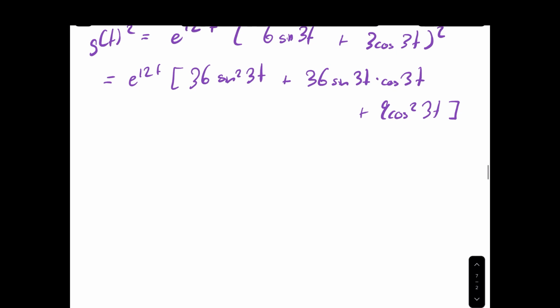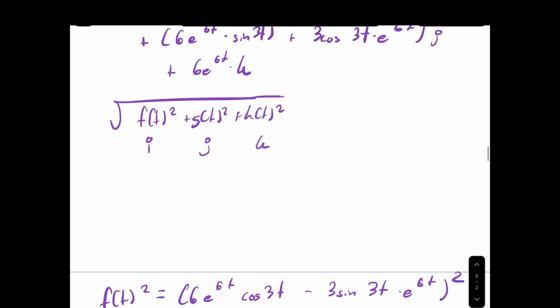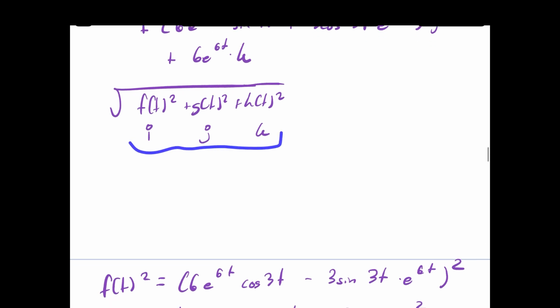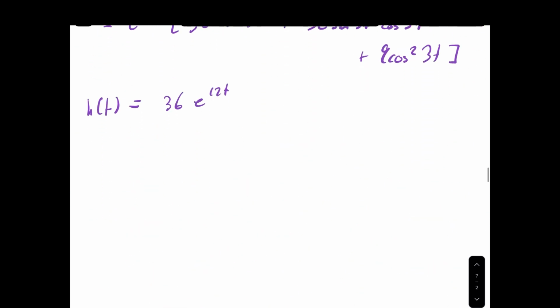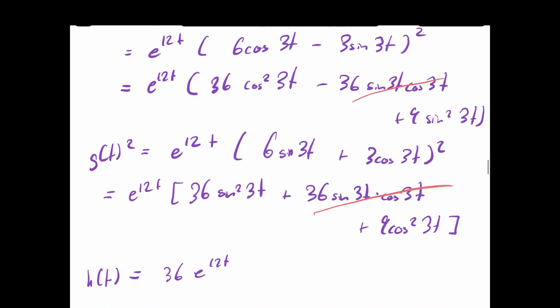Okay? Moving on to h at t, which is my favorite, we're just going to get 36 e to the 12t. Okay, so now, since we're going to have to add all of them regardless, we could just add them before we include the bracket. And you'll notice a couple things. So this 36 sine 3t cos 3t will cancel out. Well, I shouldn't say they're going to go to 0. They're just going to cancel out.